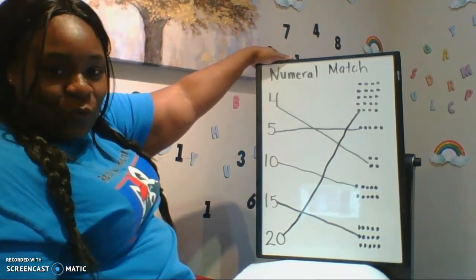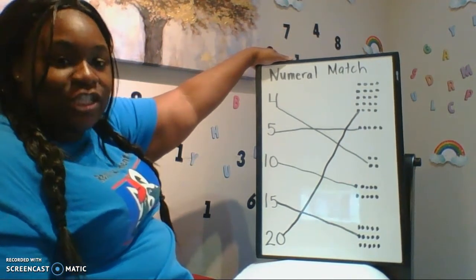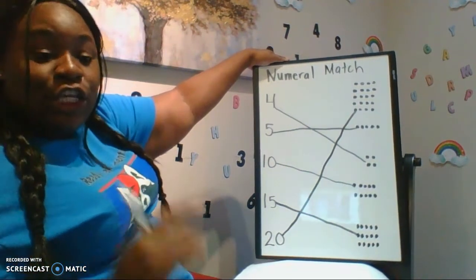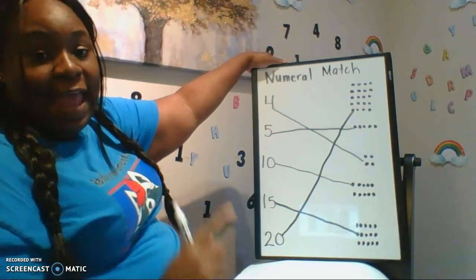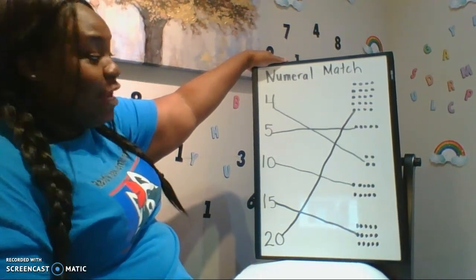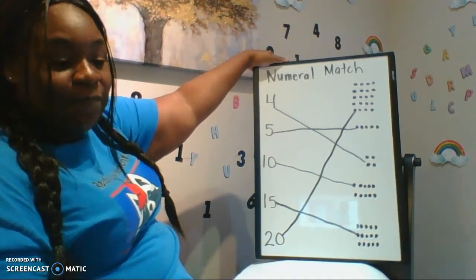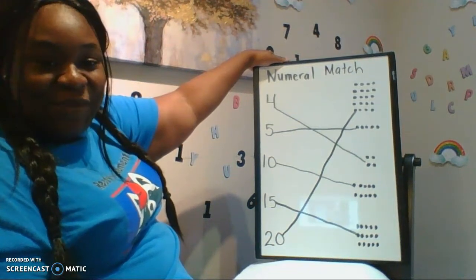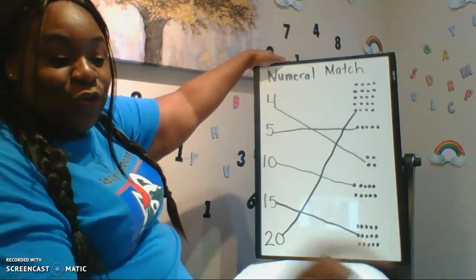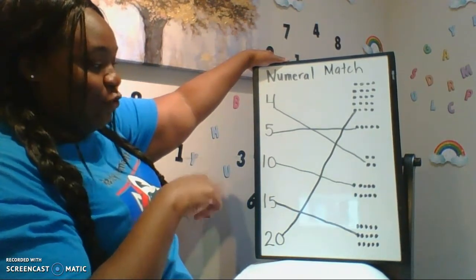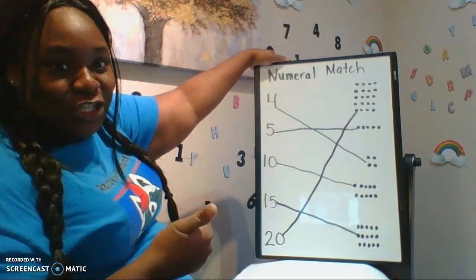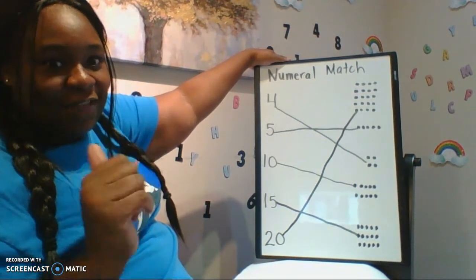All right, friends. So we just did a numeral match. So parents, you can do this for your children on a piece of paper and have them count and do the numeral match, okay? I hope that you enjoyed our small group activity. And if your parents make this for you and you count and you match the numbers, send Miss Charles a picture of it, okay? I would love to see that.